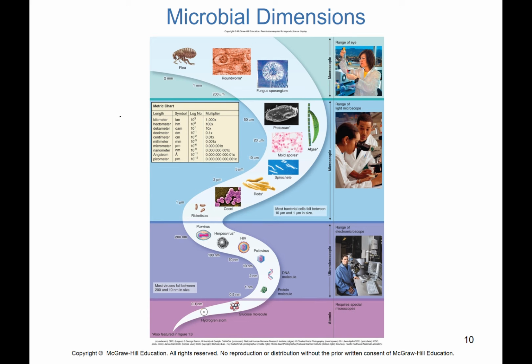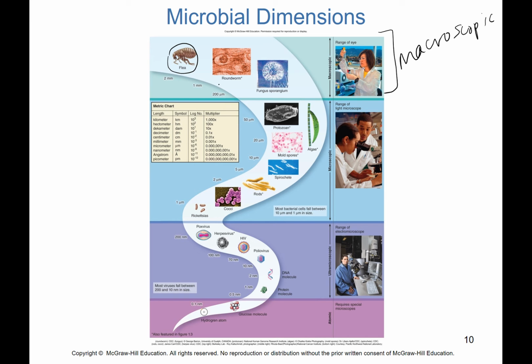So this slide is showing microbial dimensions, how all these different organisms relate to each other size-wise. So the first thing we start with is the flea up here. The flea is visible with the naked eye. So we can look at these and actually see these without any type of microscope. So falls into the realm of what we term macroscopic. Macro meaning large, and scopic, we just see it with the naked eye. These are things we can see without a microscope.